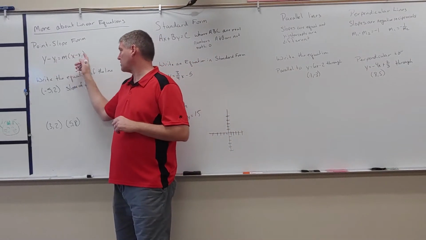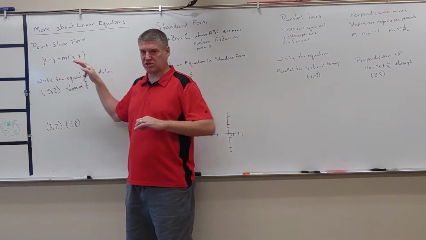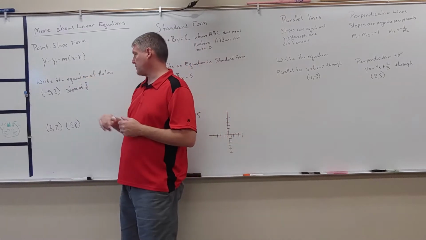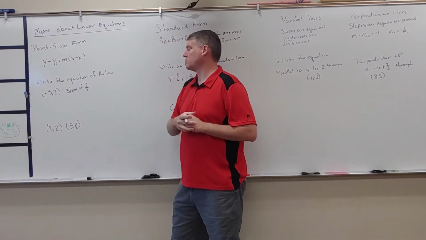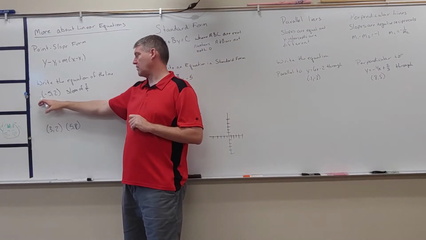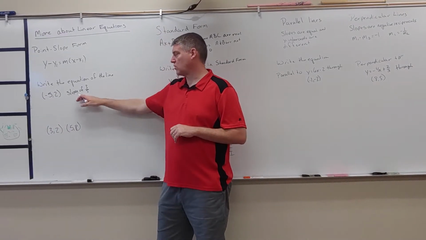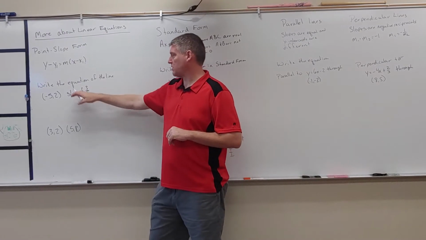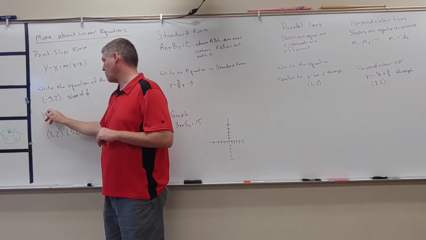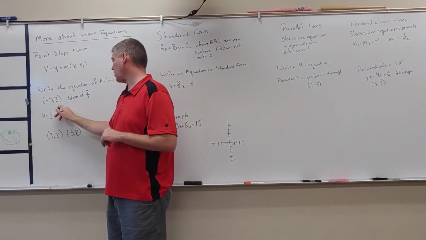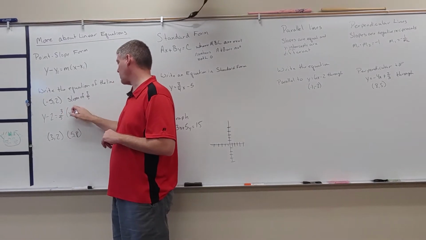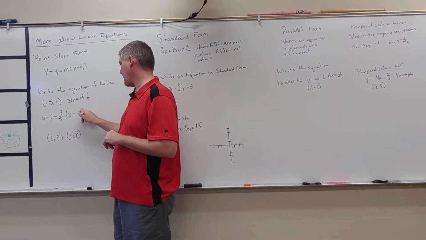Y and x without the subscripts, those are just generic. They are just the x and y of your line. M is the slope. So here it says, write the equation of the line given this information. So here I have the coordinate -5, 2, and a slope of 3/5. So what I'm going to do is I'm going to just use this form. Y minus my y coordinate, which is 2, equals my slope 3/5 times x minus my x coordinate, which is -5.